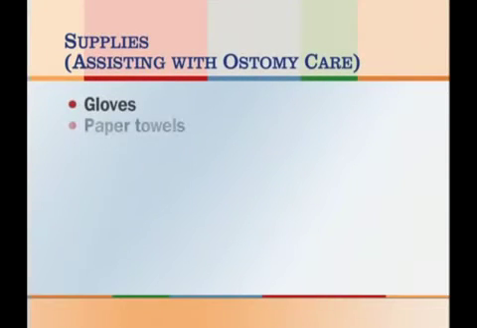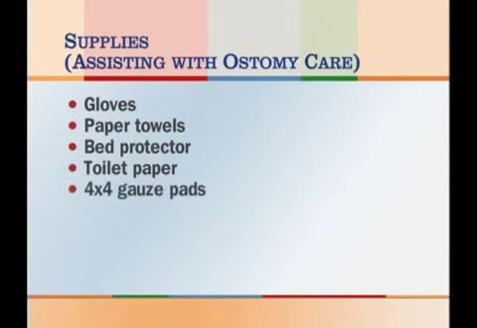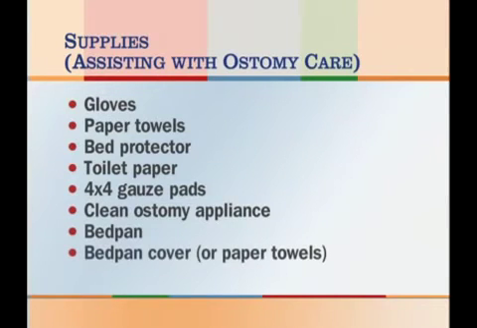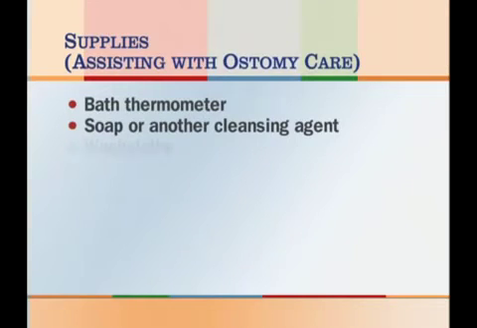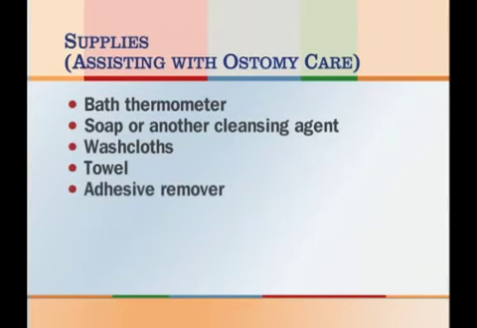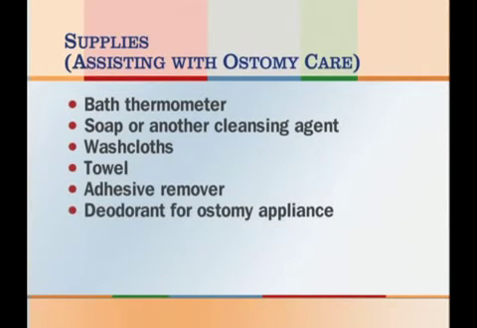To assist a person with ostomy care, begin by washing your hands. Then, gather your supplies. These include gloves, paper towels, a bed protector, toilet paper, 4x4 gauze pads, a clean ostomy appliance, a bedpan cover or paper towels, a wash basin, a bath thermometer, soap or another cleansing agent, washcloths, and a towel. Optional supplies include adhesive remover and deodorant for the ostomy appliance. You might also need a skin barrier.